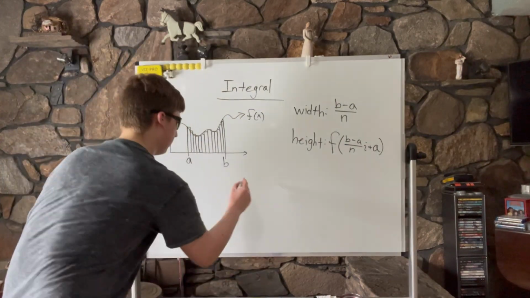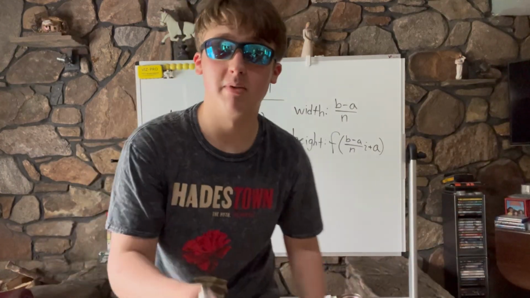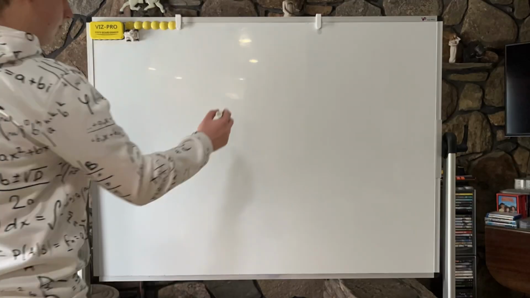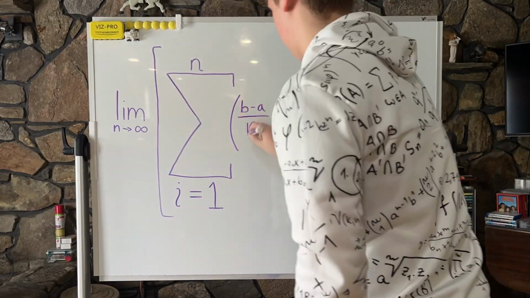It's a summation equation, we're rocking same notation. We have to multiply the width and height, then add every position starting at position 1. The rectangle goes to infinity. Take the limit, now we have every piece that we need. Sigma i goes 1 to n, limit n goes to infinity. b minus a over n times f of b minus a over n times i plus a.